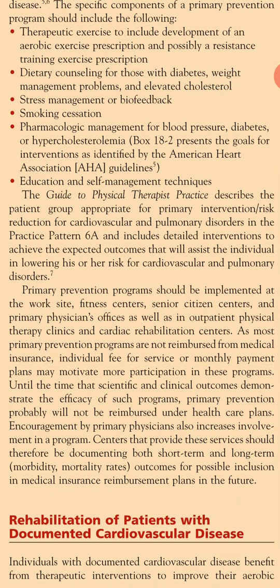The Guide to Physical Therapist Practice describes the patient group appropriate for primary intervention, risk reduction, or cardiovascular and pulmonary disorders in the practice pattern CA and includes detailed interventions to achieve the expected outcomes that will assist the individual in lowering his or her risk for cardiovascular and pulmonary disorders. Primary prevention programs should be implemented at the worksite, fitness centers, senior citizen centers, and primary physicians' offices, as well as in outpatient physical therapy clinics and cardiac rehabilitation centers.